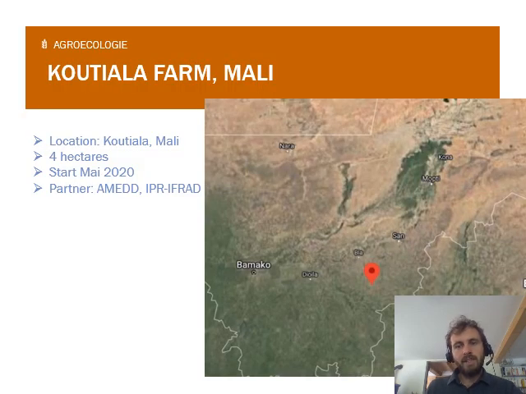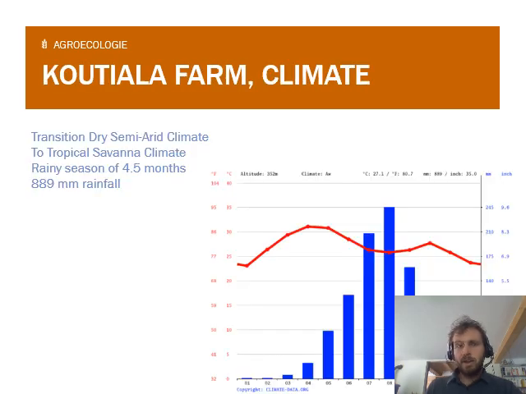Okay, then we have a similar farm in Mali in Kuchala, but a 4 hectare that we started in 2020. So here it's a bit less dry. It's the transition to the tropical savanna climate, and we have a rainy season of 4.5 months and 890 millimeter rainfall. So it's a bit more humid, but it's still similar constraints to the farm in Burkina Faso.